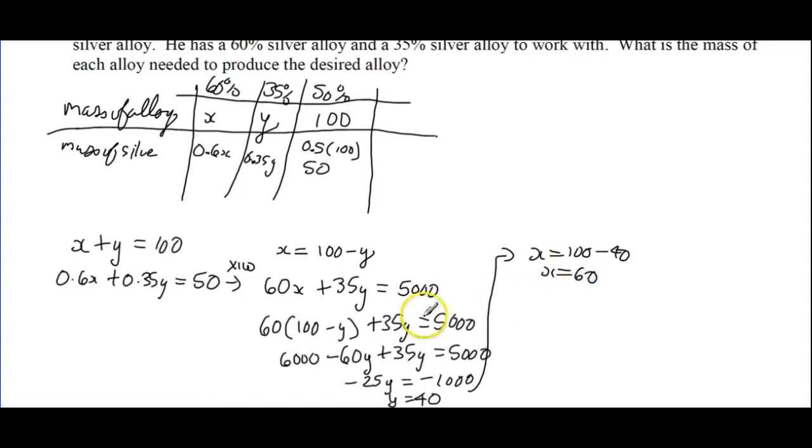X is 60. I'm showing a little less detail in my work here, but I think we can still follow what's going on. I mean, that's solve. So let's just write in here, solve for x. That's saying let's multiply by 100, and then here we're substituting, so substitute. And then solve, and then we answer the question. So what is the mass of each alloy?